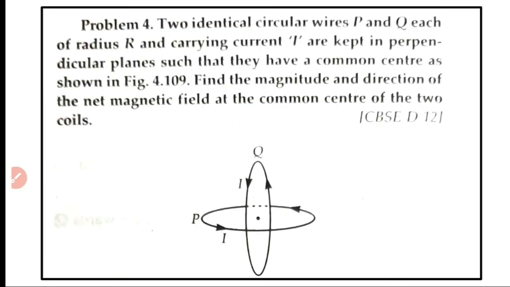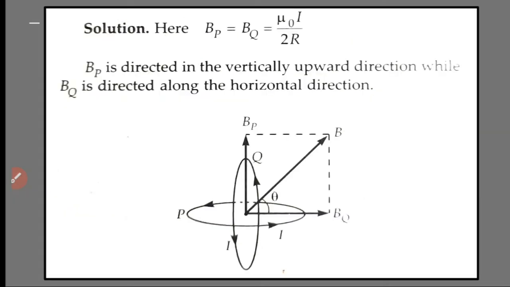And due to the second coil, the current is in such a way that the magnetic field comes in positive x direction. So here in this diagram, BP and BQ show the magnetic field due to the two coils.